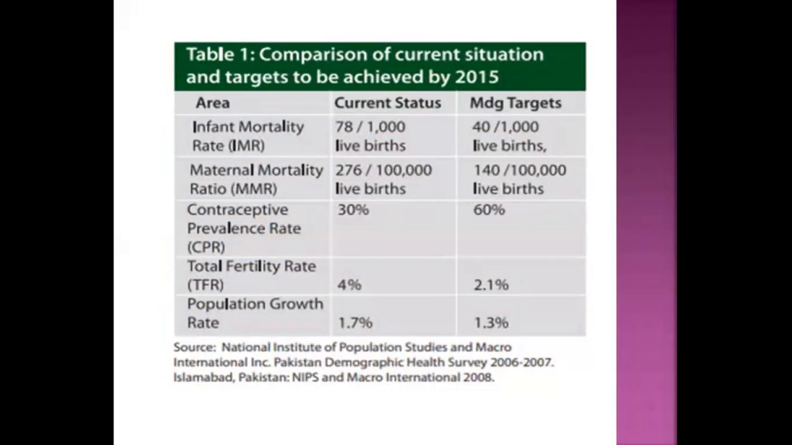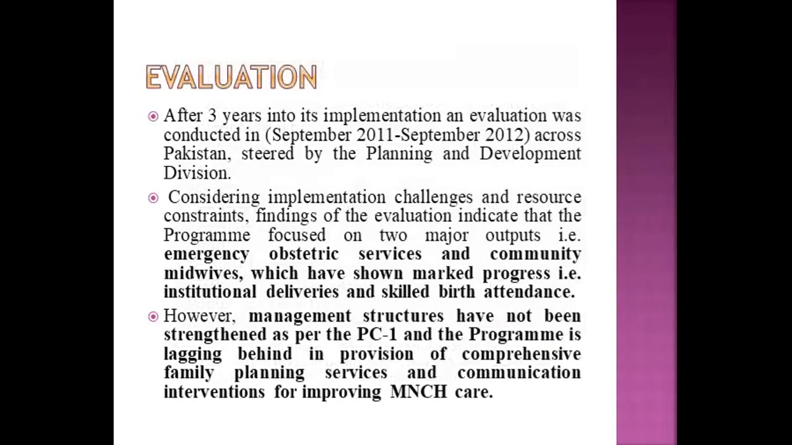Now, if we compare the current status and the MDG target for 2015, the infant mortality rate is 78 in 2015, and according to the MDGs it should be 40. The maternal mortality ratio according to the MDG target is 140, but we stand at 276. The contraceptive prevalence rate is 30%, and according to the MDG target it should be 60%. The total fertility rate is 4, but according to the MDG target it should be 2.1. The population growth rate is 1.7%, and in the MDG target it is 1.3%. The MCH program started in 2007.